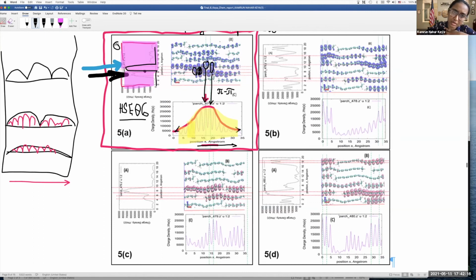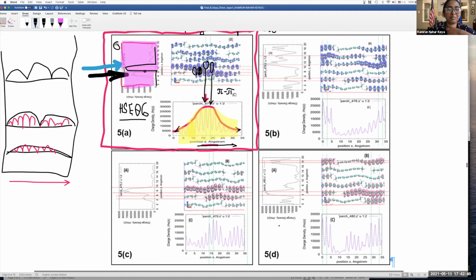In the Z position, we are able to see the highest peak. It's almost in the middle position, where it shows the highest amount of charge density. But in the LUMO, there is charge density only in the third oligomer. The third oligomer shows maximum charge density, and in both the X and Z directions, the third oligomer shows the maximum charge density.